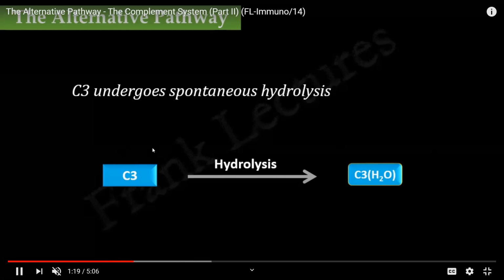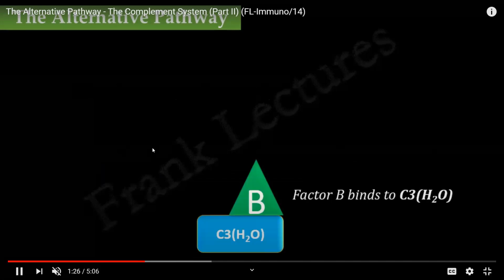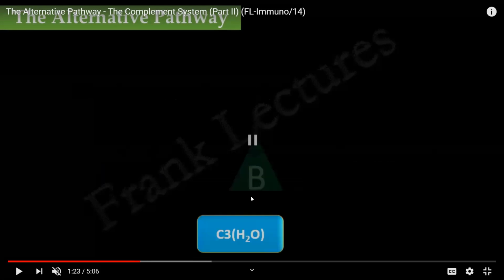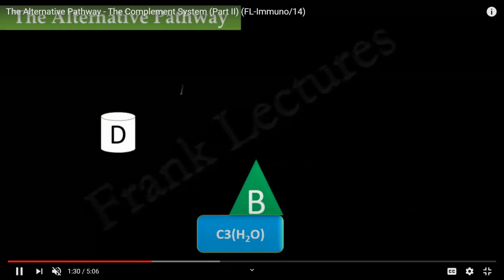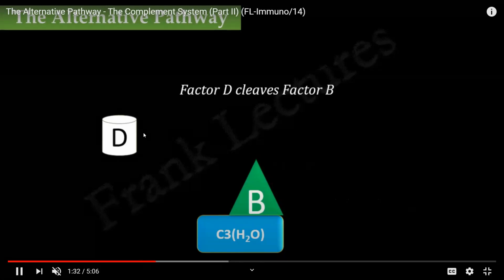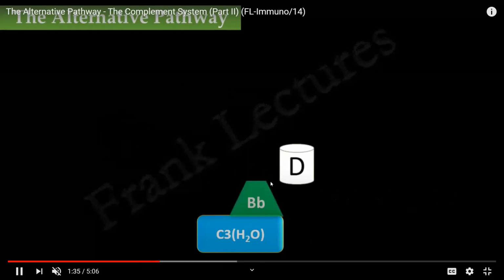Now as the hydrolysis of C3 happens, it opens up a receptor area for the B protein. The next component which comes towards and binds to C3 water is protein B, or factor B. So factor B will bind to C3 water. After factor B binds to C3 water, what will happen? Another factor called D will move forward and cleave this factor B.